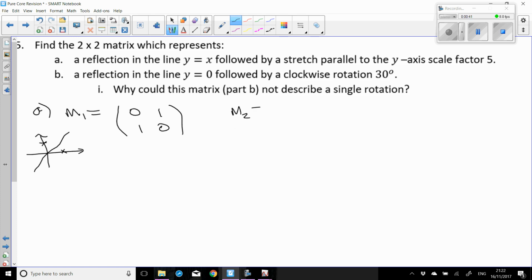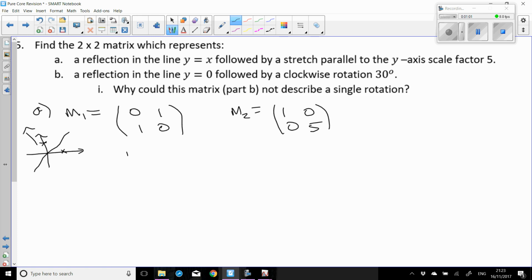Then we want a stretch parallel to the y-axis, scale factor 5. So the point (1, 0) won't move, but the point (0, 1) would go to (0, 5) because it's going to go 5 times higher. I then want to combine those matrices.